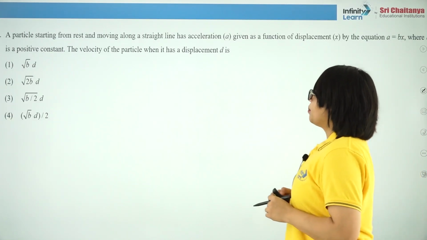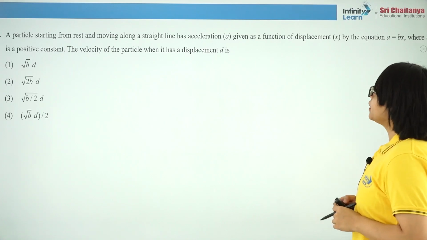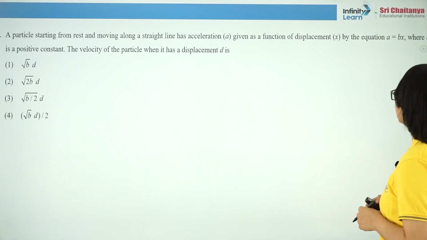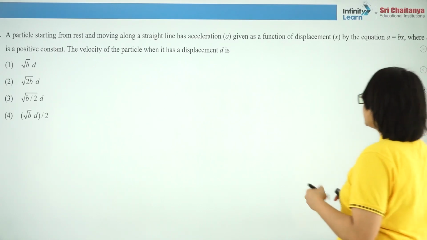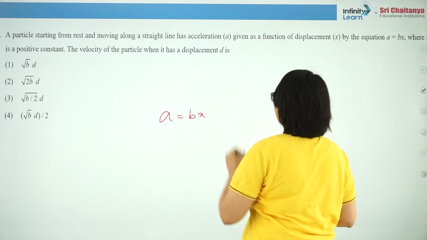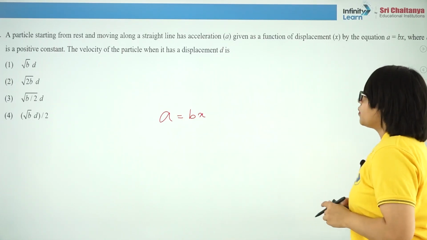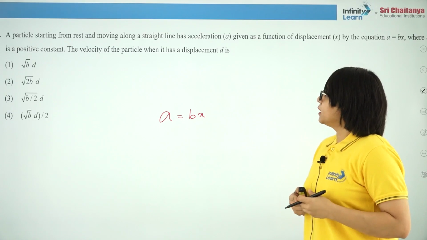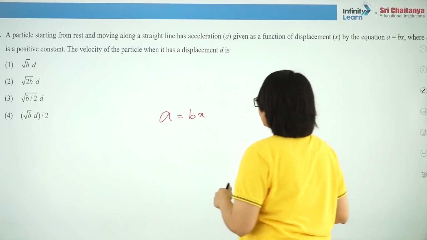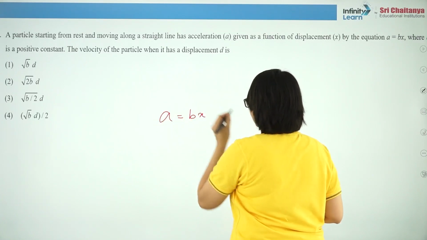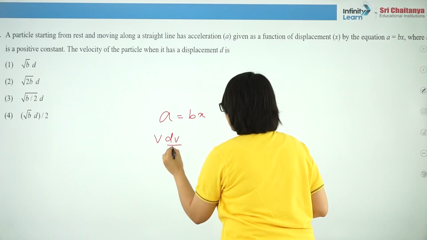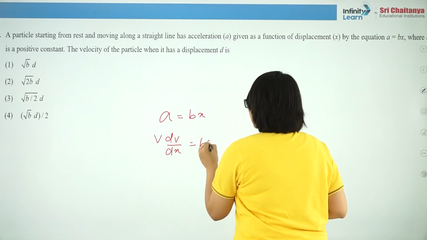Next is a particle starting from rest and moving along a straight line has acceleration A given as a function of displacement x by the equation A is equal to Bx, where B is a positive constant. The velocity of the particle when it has a displacement d is. Okay. So, A is equal to Bx and A is given in terms of x. So, we can write A as V dV by dx, which is equal to Bx.